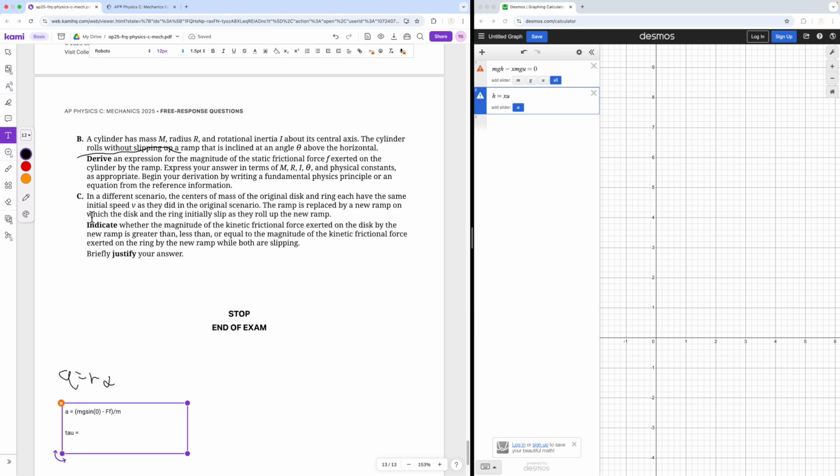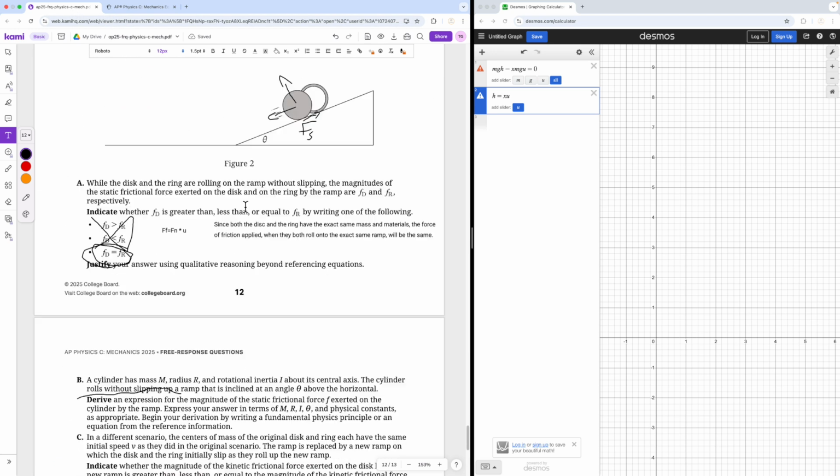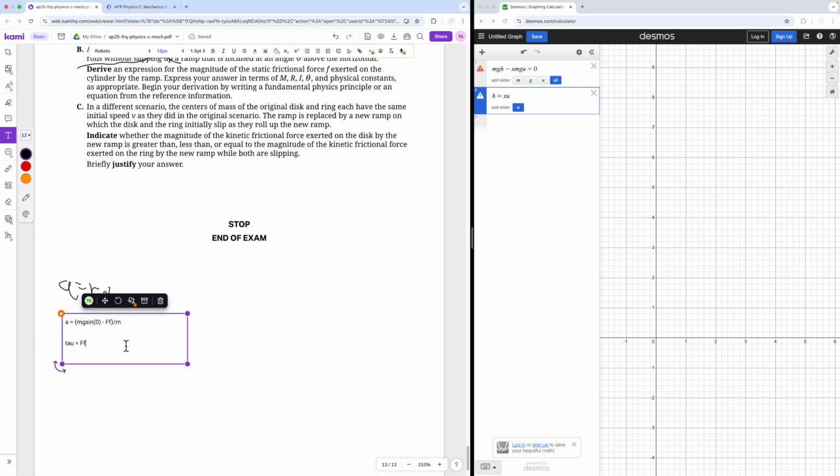So tau is equal to force of friction because that's the only thing causing a torque here. Gravity doesn't cause a torque. So your force of friction times the radius. But tau is also equal to your moment of inertia times angular acceleration. Now I'm going to write a capital A for this.